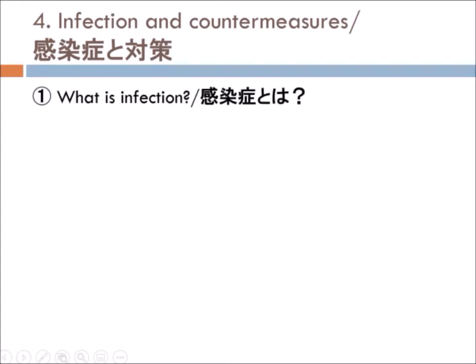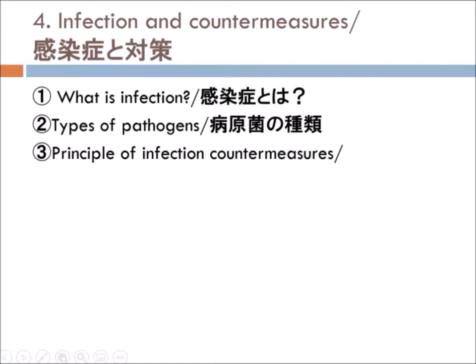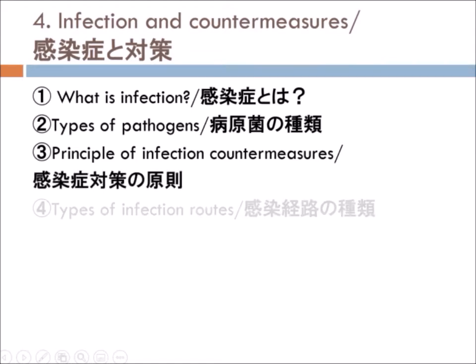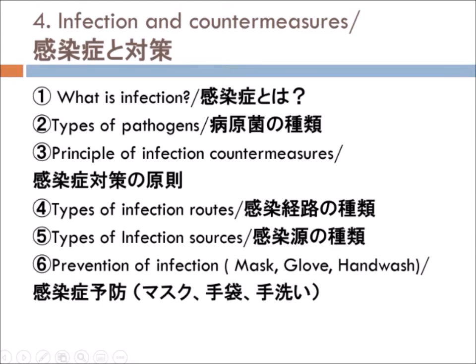1. What is infection? 2. Types of pathogen. 3. Principle of infection countermeasures. 4. Types of infection routes. 5. Types of infection sources. 6. Prevention of infection.